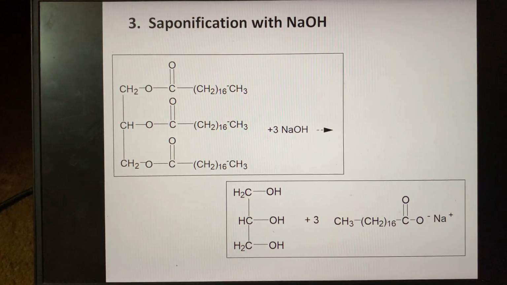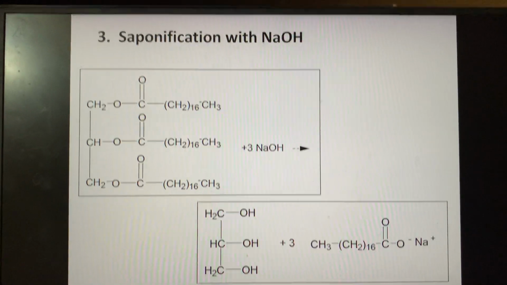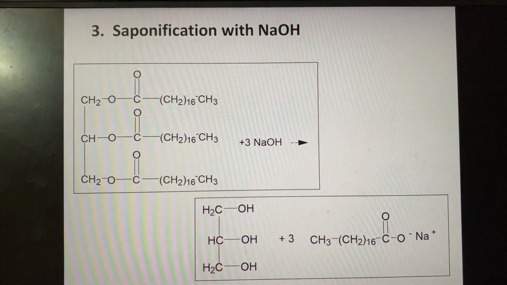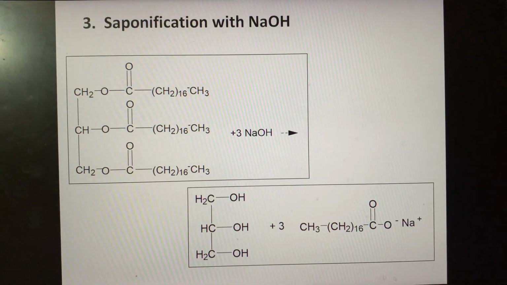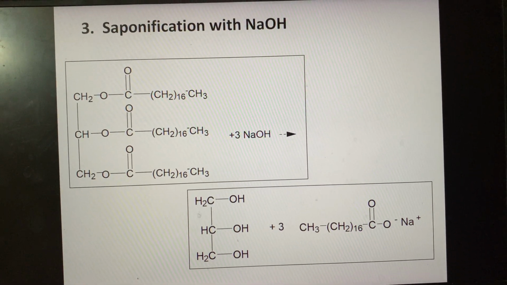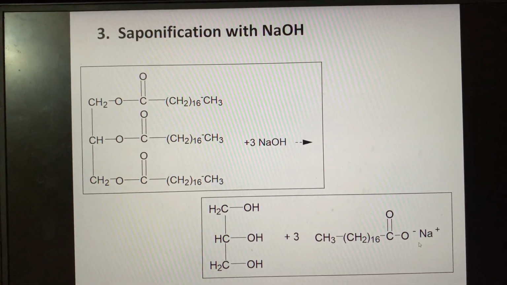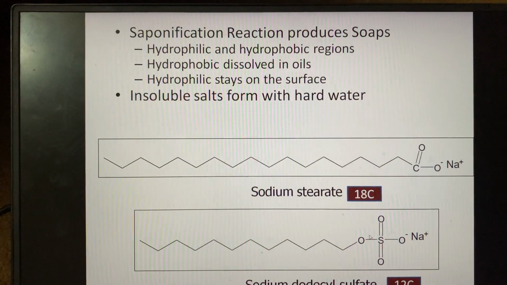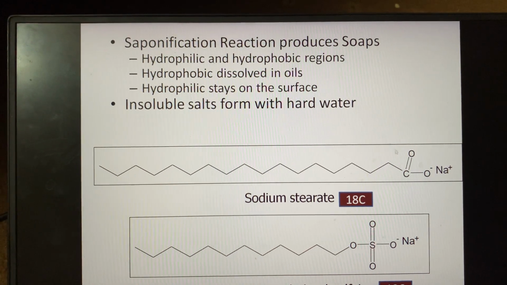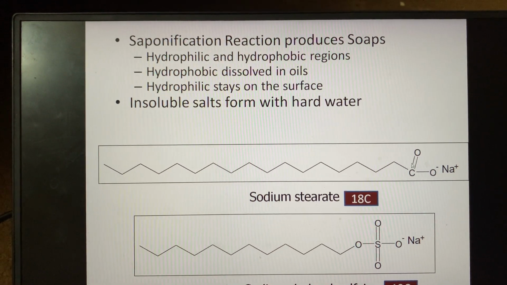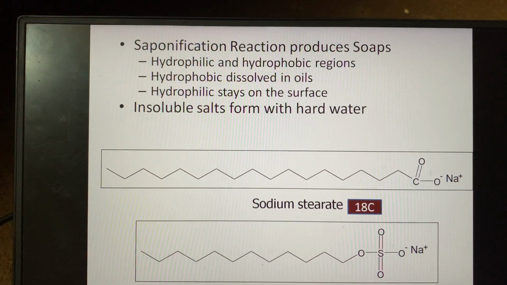Saponification with NaOH: when a triglyceride is treated with NaOH, then there is a kind of soap formation. It happens in that step. Glycerol is here, you can see, and there is the formation of sodium fatty acid salt. The saponification reaction produces soaps. Hydrophilic and hydrophobic regions are produced. This is the hydrophilic, this again hydrophobic, and the hydrophobic part dissolves in oils. Hydrophilic stays on the surface.